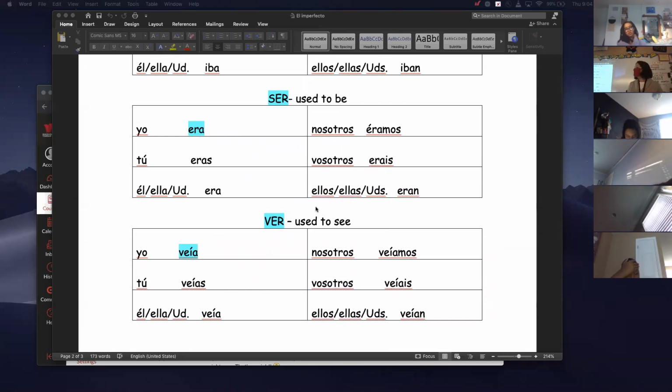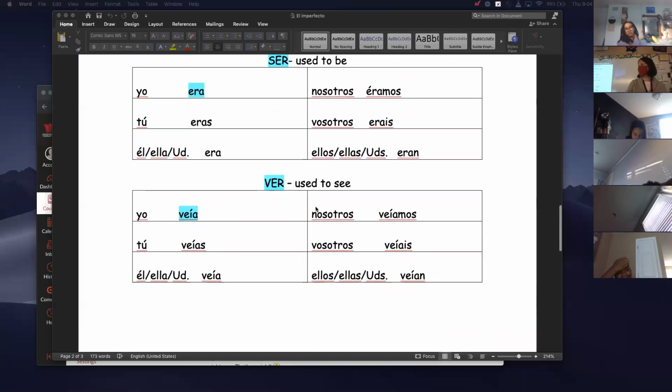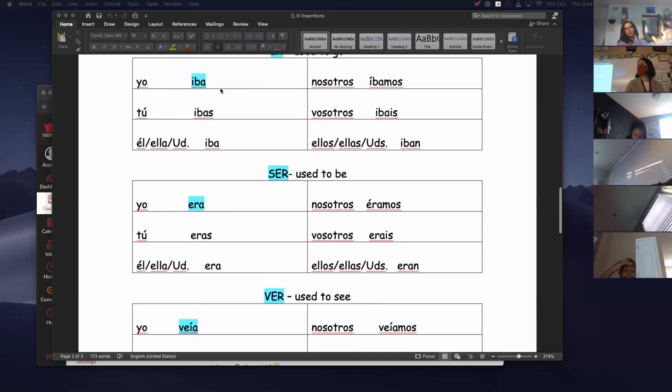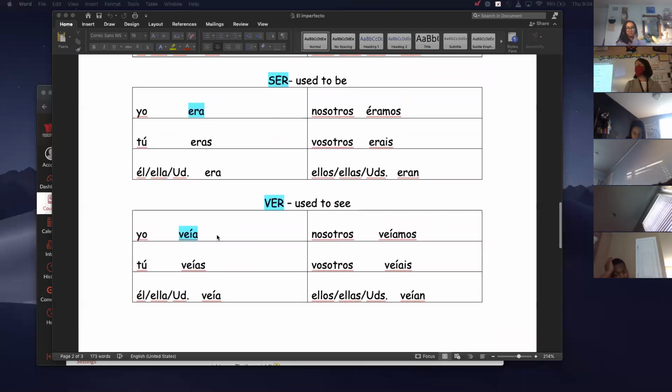Same pattern. So again, I don't want you memorizing 5, 10, 15 words here. I want you memorizing 3. I want you to know iba. I want you to know era. Repitan, era. And then let's go down here to used to see.